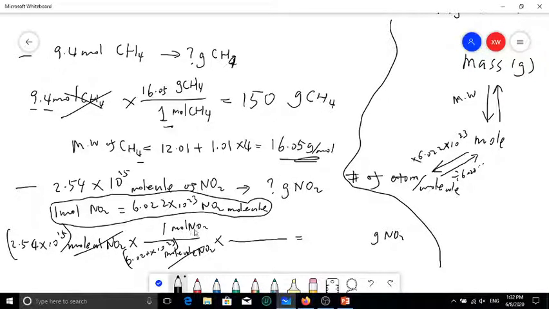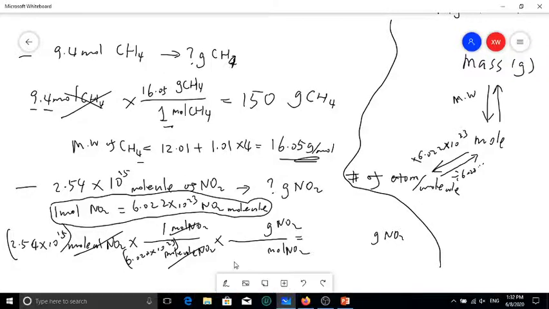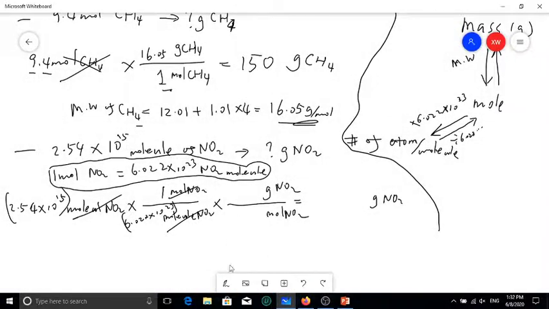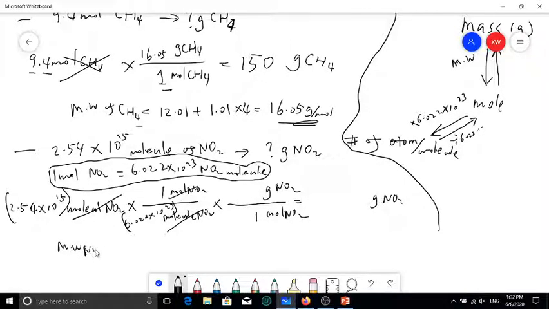Alright, so this first step is basically converting this number of molecules of nitrogen dioxide into the moles of nitrogen dioxide. And the next step is going to convert moles into the mass, or the grams, of nitrogen dioxide by getting rid of the mole. This is going to be the molecular weight. You have to think about it: 1 mole of NO2 weighs how many grams? So the molecular weight of NO2 is going to be nitrogen 14.01 plus oxygen 16.00, but be aware there are 2 oxygens.